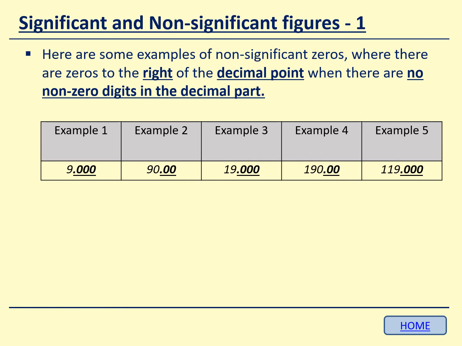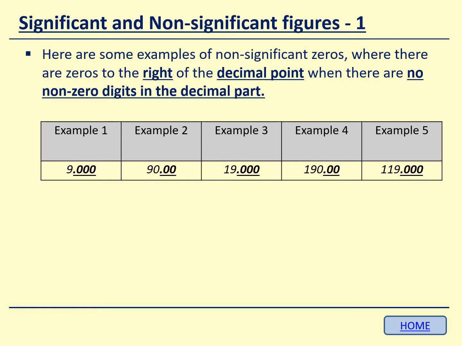In this page there are some examples of non-significant zeros where there are zeros to the right of the decimal point. So again, example 1 is 9.000. Those 3 zeros are not important. Example 2, 90.00. That 0 after the 9 but before the decimal point in example 2, that number is 90. If someone owed you £90 and they said we'll round it off and I'll give you 9, you wouldn't be very happy about only getting £9.